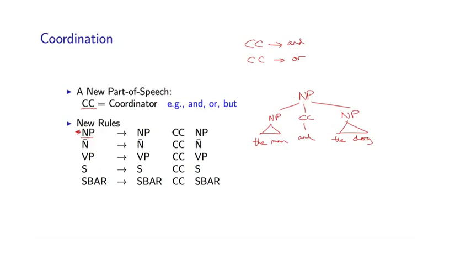And this coordination type of rule can be used for all of these different phrase types. So I can, for example, say sleeps and likes the dog. So both of these are verb phrases, or both of these subsegments of verb phrases. And I can finally use this rule that says a VP rewrites as a VP, CC, VP to join these two things together.